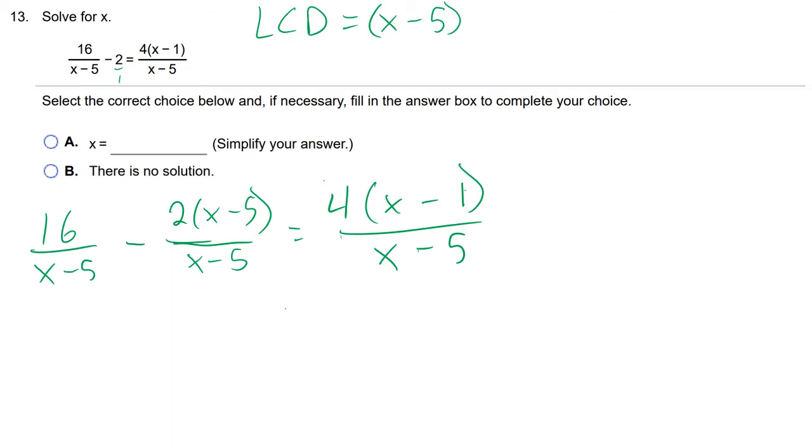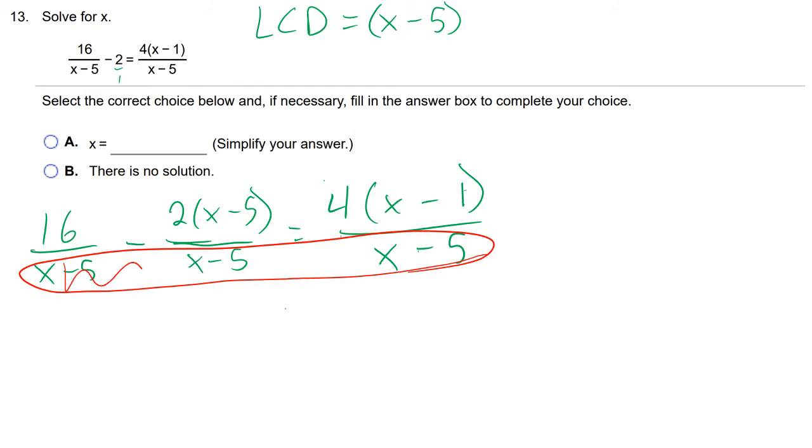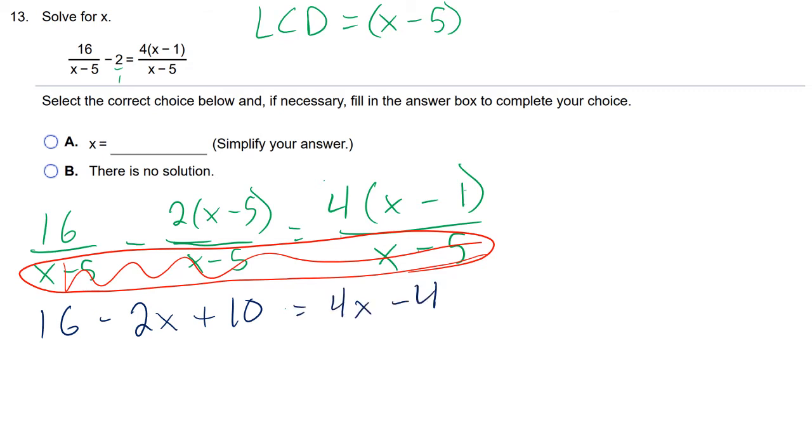This equation's nice and all, but I'd much prefer it if we got rid of all of these denominators, and that's what we're going to do because they're everywhere. Now we're going to rewrite our equation with just the parts that we had in the numerator, 16 minus, and I'm going to go ahead and distribute a little bit. So I'm going to say 16 minus 2x plus 10. I distributed that negative, and then we get equals 4x minus 4.